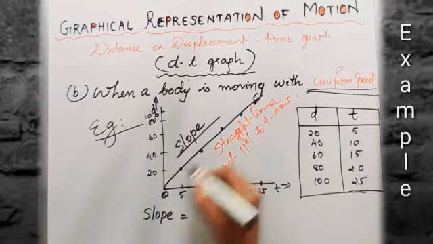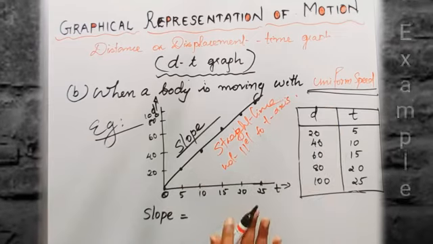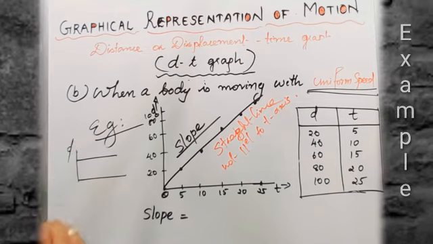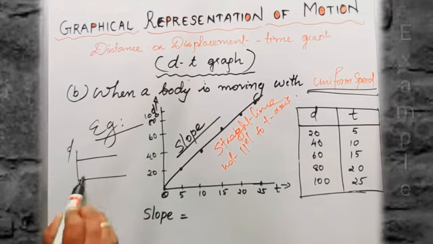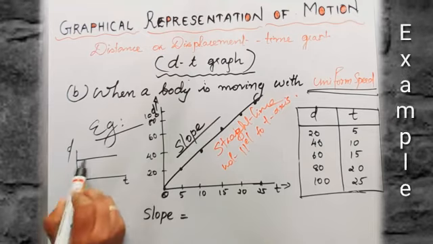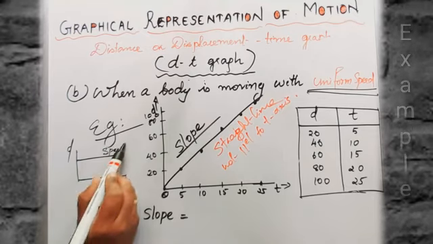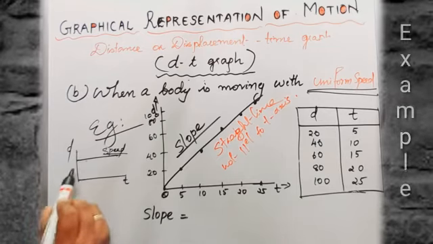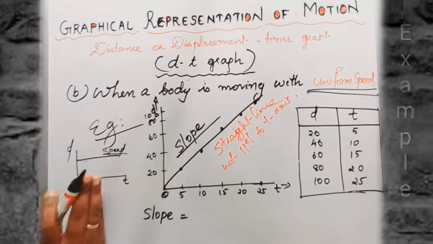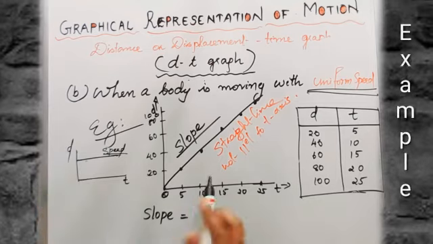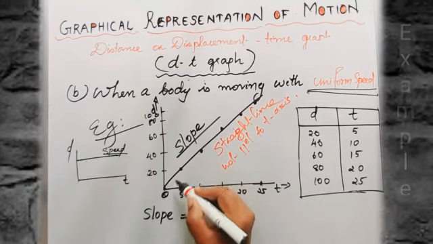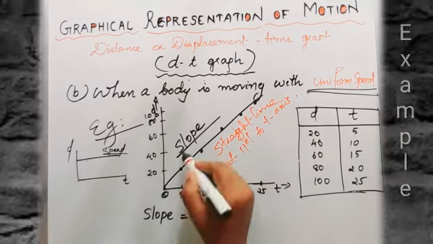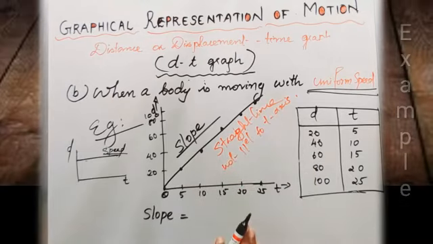So the slope is the speed, isn't it? In the first case, we got a graph like this, with distance on the y-axis and time on the x-axis. This graph gives the speed. Here, what is the graph? Slope. This graph gives the speed of an object. So slope is the speed of an object.